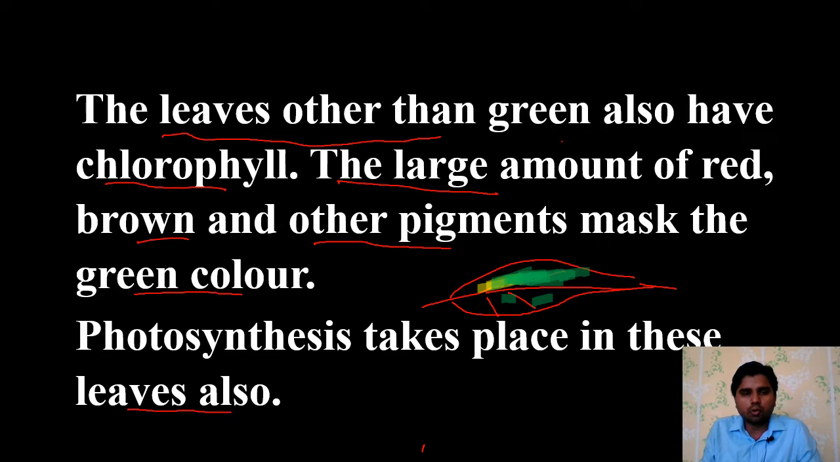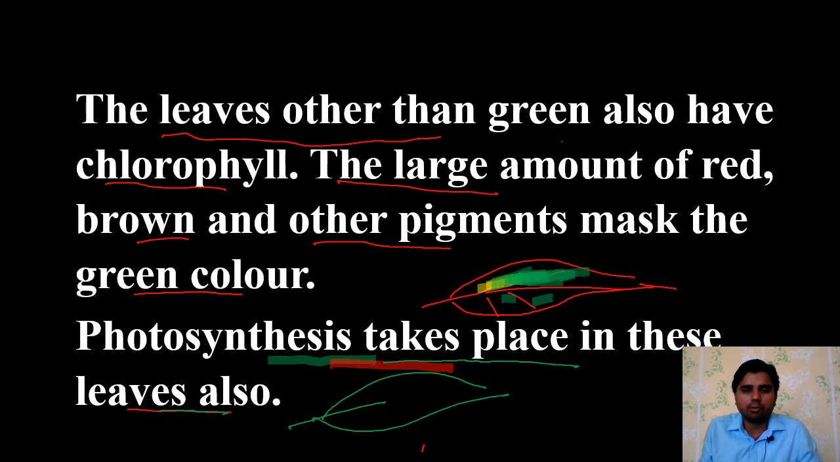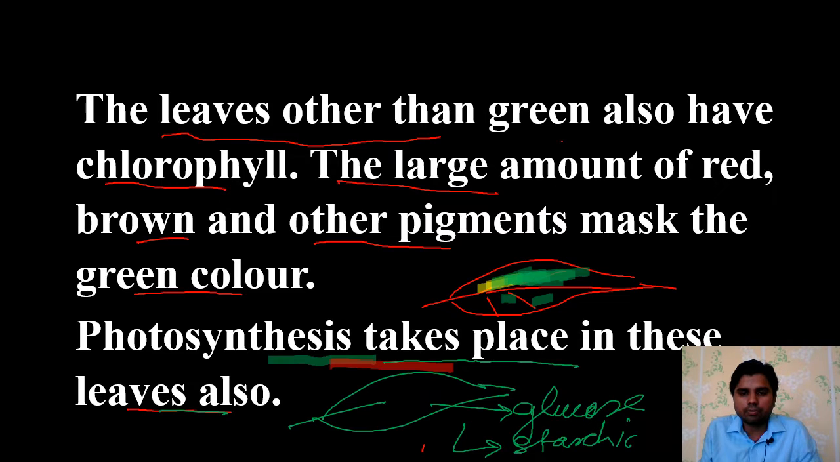So we can say that photosynthesis also takes place in such leaves. And if there is photosynthesis in such leaves, there will be production of glucose also, and it will also give the starch test. So I think you have understood this.